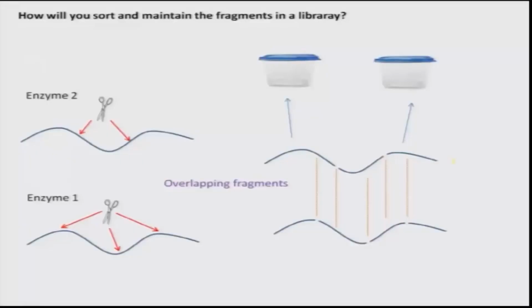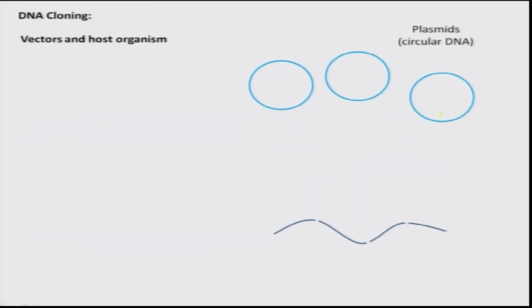So by doing this, we have digested the DNA and you have fragments, and we are able to put them in different containers. So what are these containers? I just told you that these are vectors. What are vectors? There are various types of vectors available. What is being discussed is the simplest form of vector called plasmids.